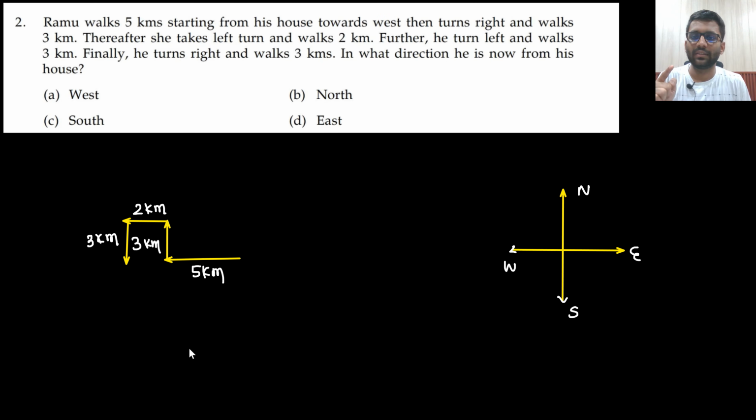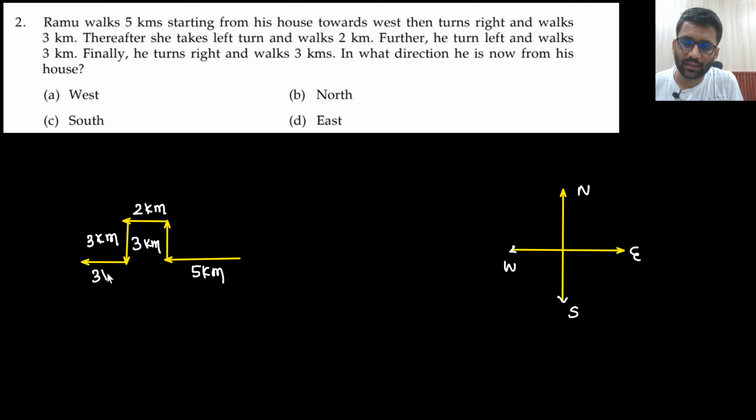Then finally she turns right. So she is looking in this direction, and now she is looking downward, right? She turns right now. So right is this way, this side will be right. So finally she turns right and walks 3 kilometers.